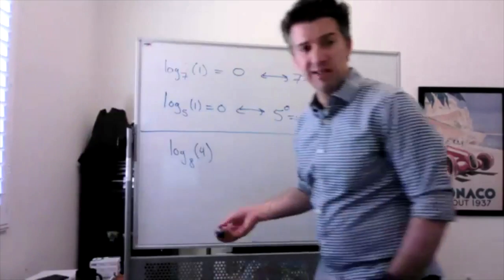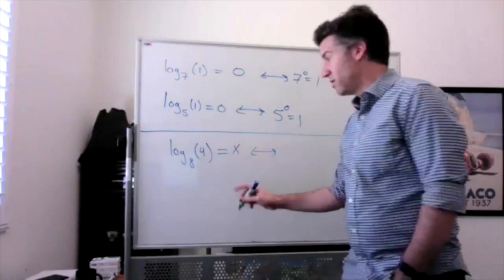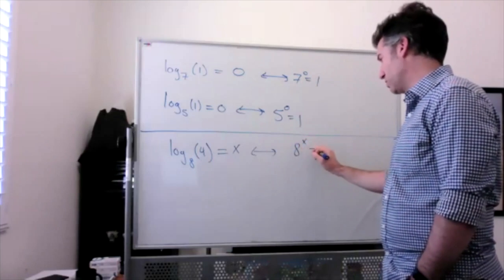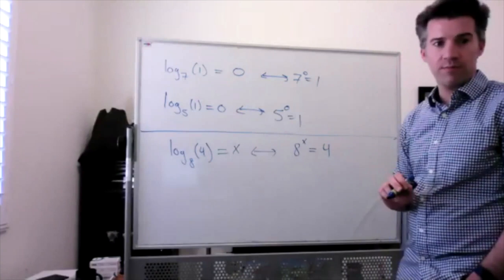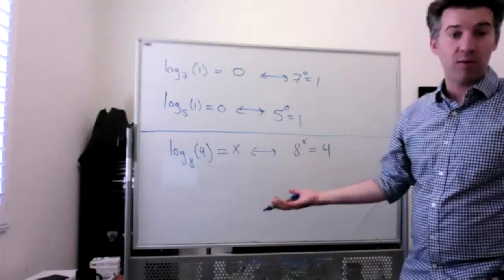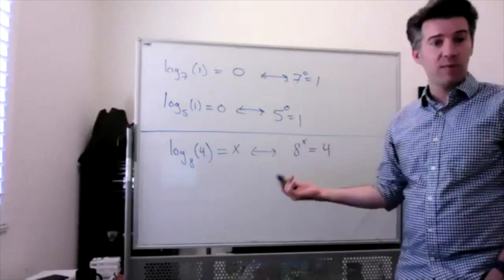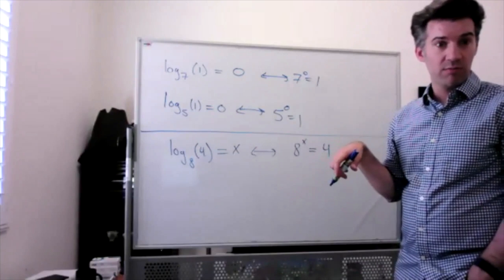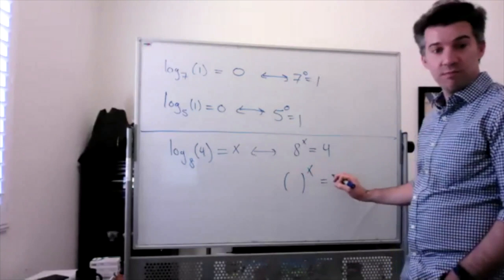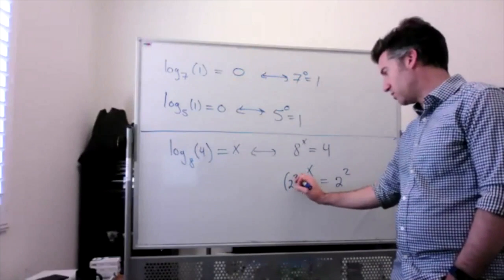So since I don't know the answer, I'm just going to say it's x. And then I'm going to immediately take my logarithmic equation and rewrite it as an exponential equation, 8 to the x equals 4. And then I'm going to rewrite both sides, if possible, as powers of the same common base. 8 and 4 can both be written as powers of what smaller number? 2. Yeah. 4 is 2 squared, and 8 is 2 cubed.